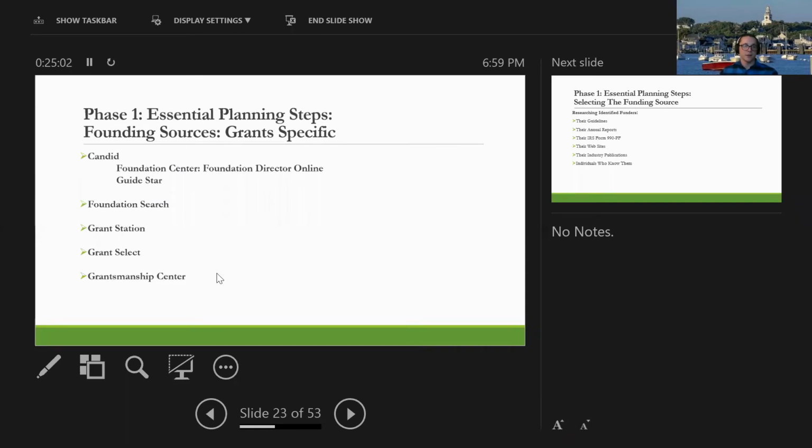Foundation Search is another fee for service, Grant Station, Grant Select, Grantsmanship Center. A couple of these might be a little outdated. They should all still be around. If you go out looking for one of these and they're not there anymore, I apologize, but they should still be around. Like anything else, they get bought up real quick and sometimes they just disappear. Like Candid did. Foundation Center used to be its own thing. Candid's kind of bottlenecking the industry there.